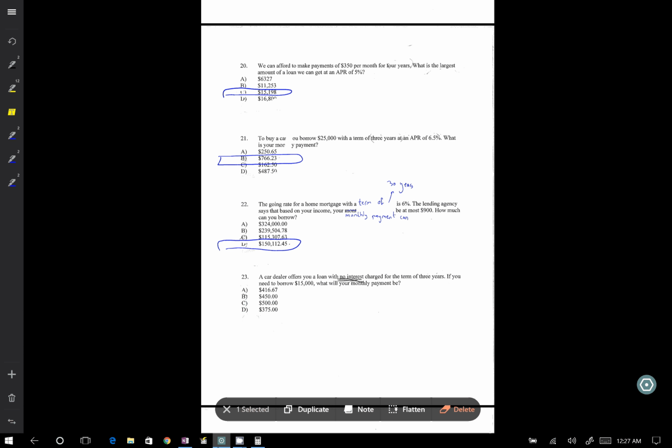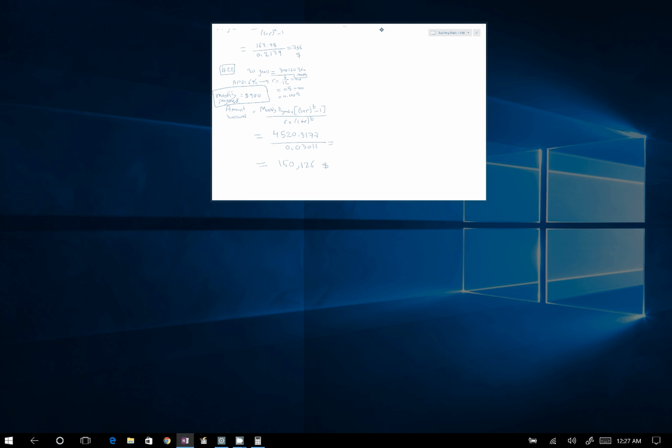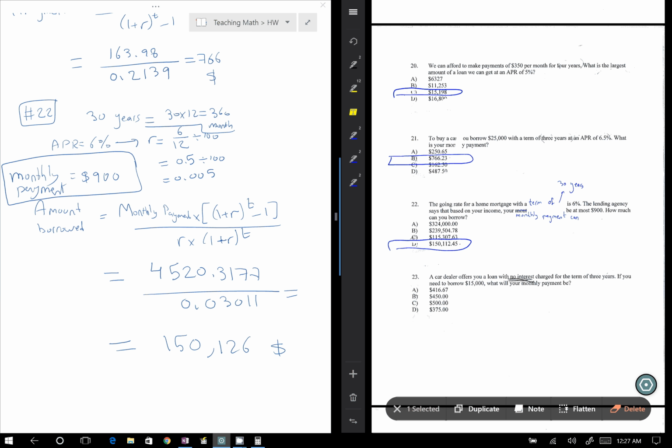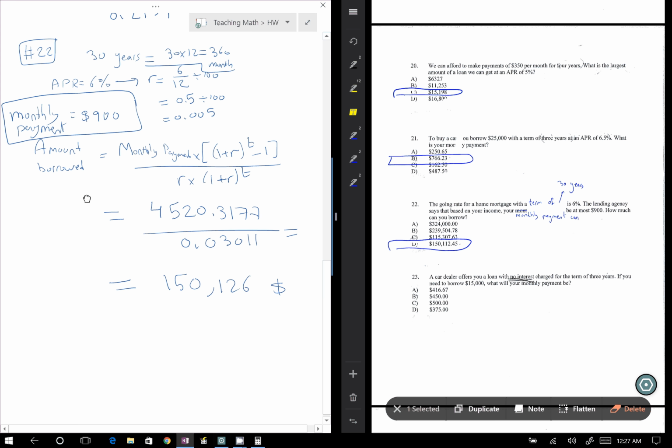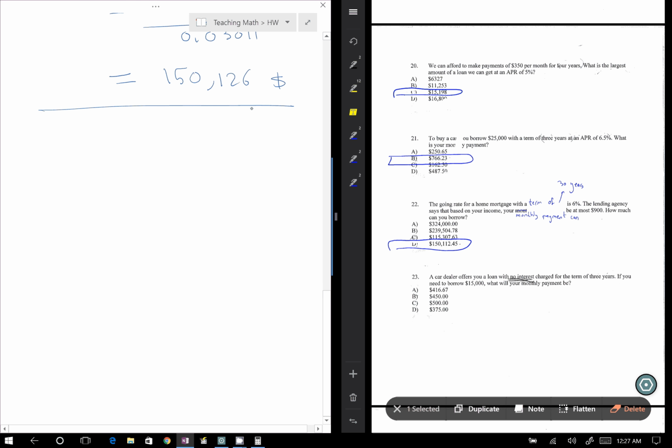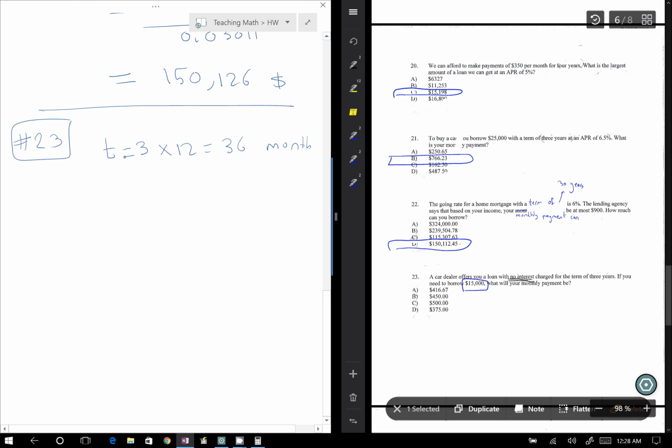So moving on, 23. A car dealer offers a loan with no interest. So it's supposed to be an easy calculation, no ugly formulas. No interest charged for the term of 3 years. So 3 years, 3 times 12, 36 months. That's the terms. If you need to borrow 15,000, your monthly payment would be simply 15,000 divided by 36.